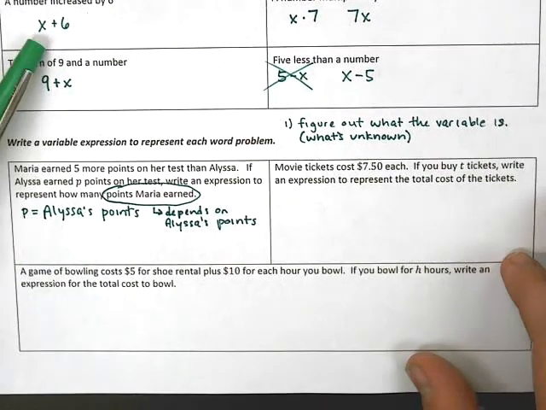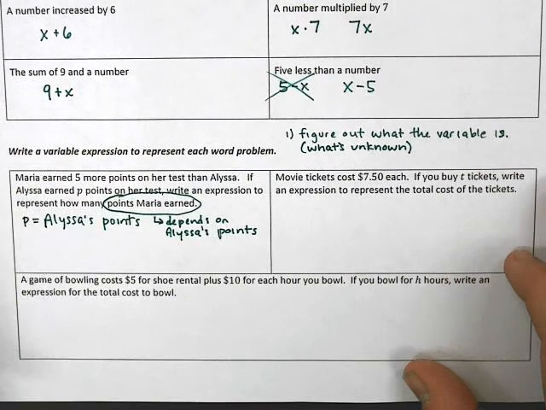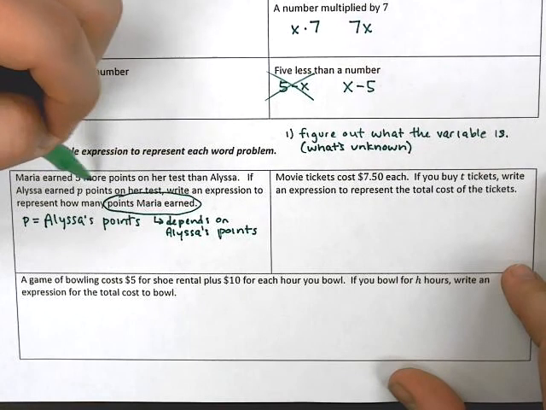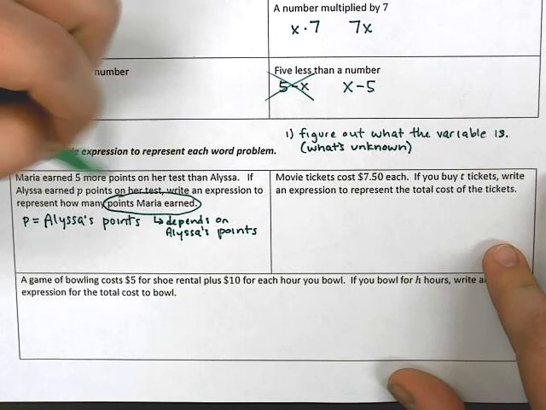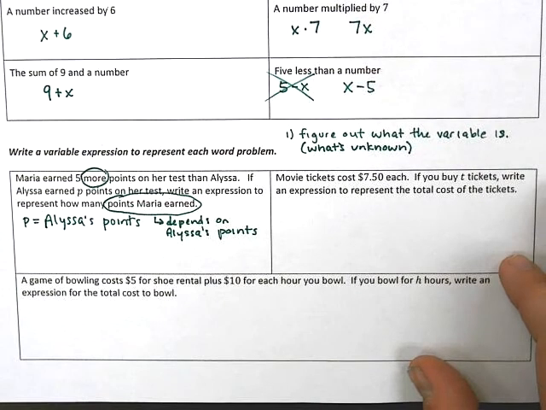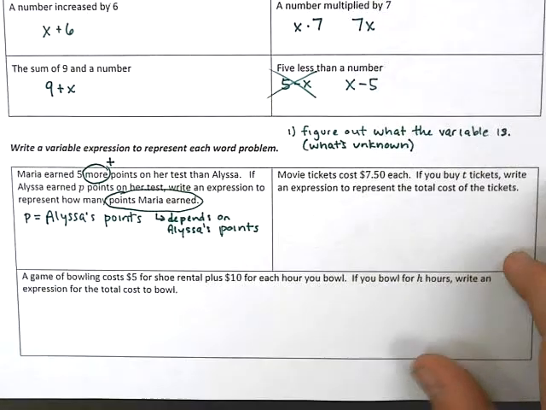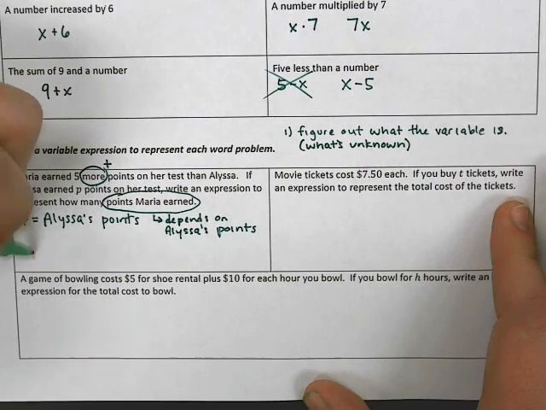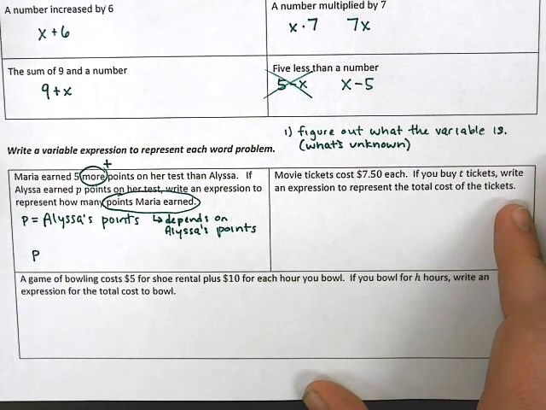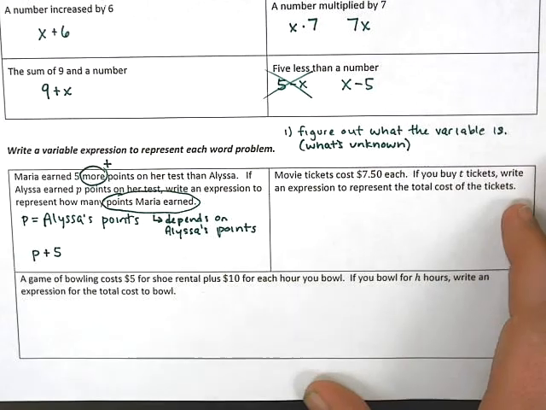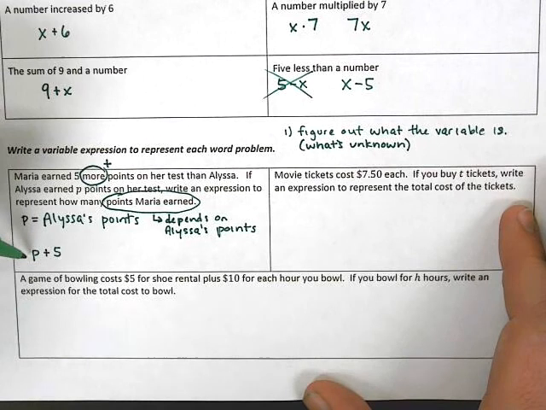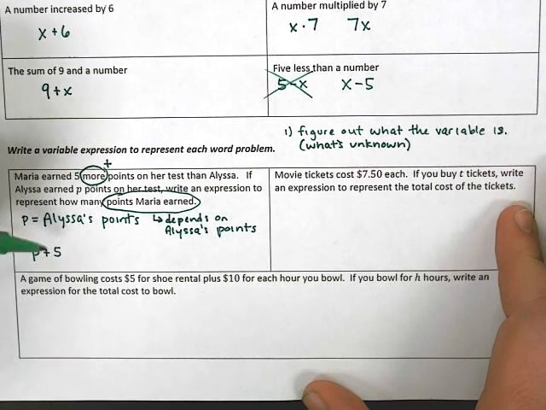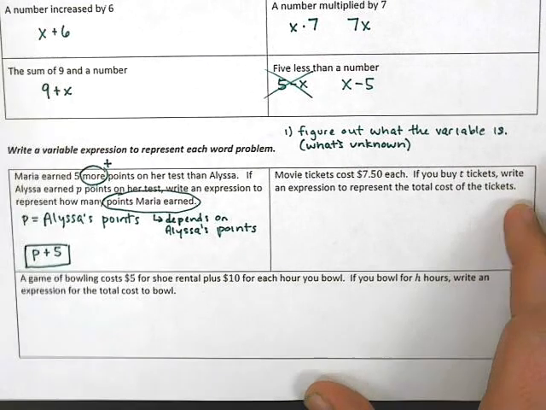Now we just need to figure out, is it going to be like x plus 6 or 7x, something like this? And so what you need to do is go back and read through, and understand that because this is 5 more points, what do you think this word more means? We said it earlier. It's going to mean plus, okay? So we would finish up by saying we're going to take Alyssa's points and add 5. Because whatever Alyssa scores, whether it's 50 or 60 or whatever, Maria is going to be 5 more. And so that would be our variable expression.